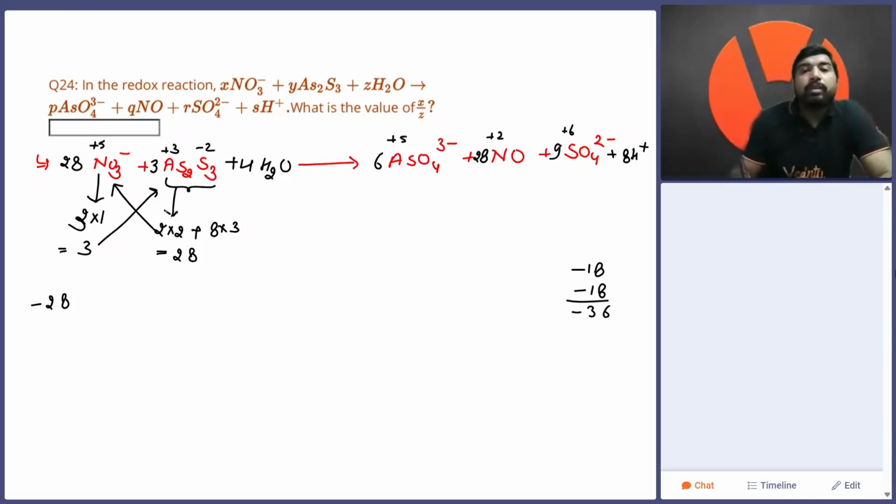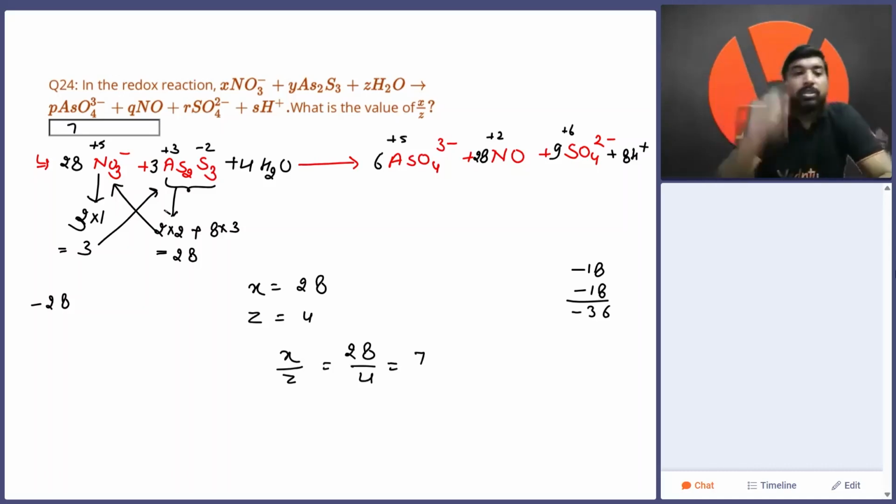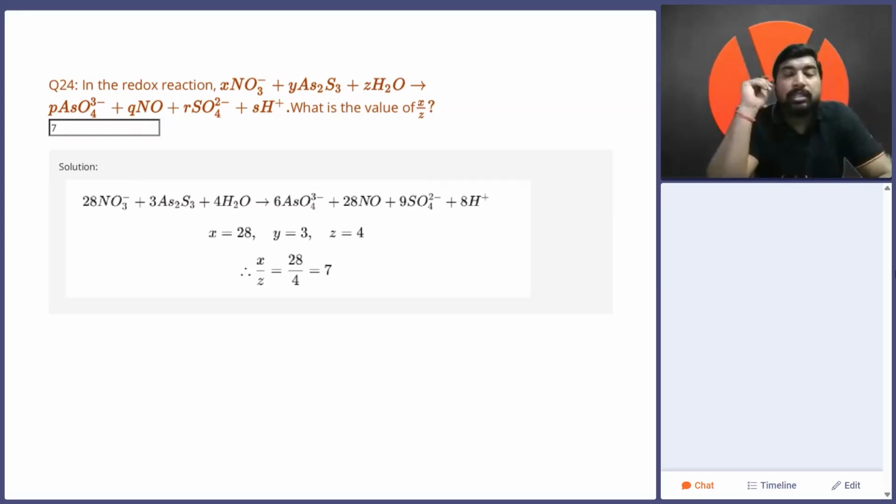So now we just need to find the x and y. So what is x? X is equal to 28. And what is z? Z is 4. So the ratio of x upon z, that is 28 upon 4, that is 7. So the answer should be 7. We just need to cross check. Yes, 7 is the right answer.